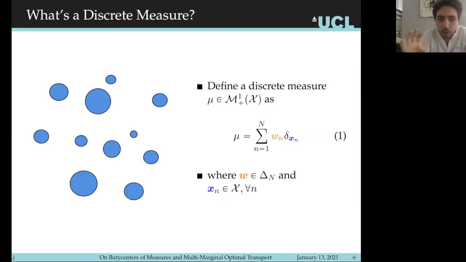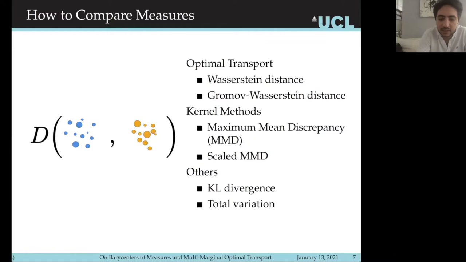The first question is, how do we compare these sorts of objects? There are different ways of doing so, and they've been used all over machine learning, because the simplest example of this object is just a data set with uniform weights. Comparing data sets is a problem that appears all over ML. Different approaches have been proposed.